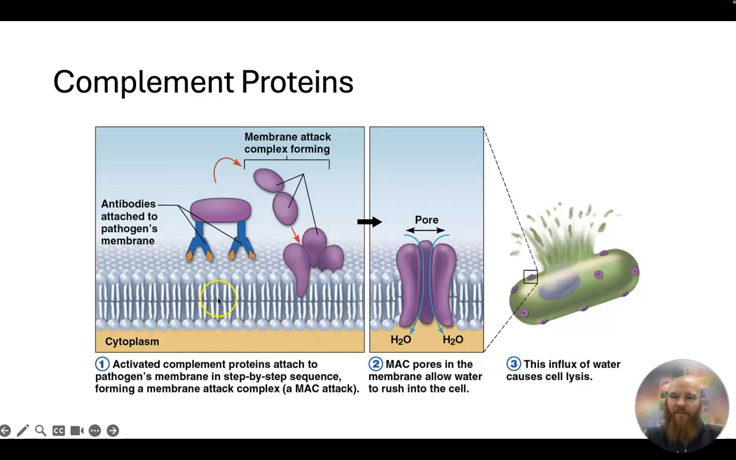And this shows you a visual of how this works, like a three-step process, where we have these activated complement proteins. They attach to the membrane in this sequence. They basically form this complex. A pore is basically created in that membrane, which will now allow for a whole lot of water to rush in. And once all of this water rushes in and overloads the interior of the cell, that cell will burst from the inside.